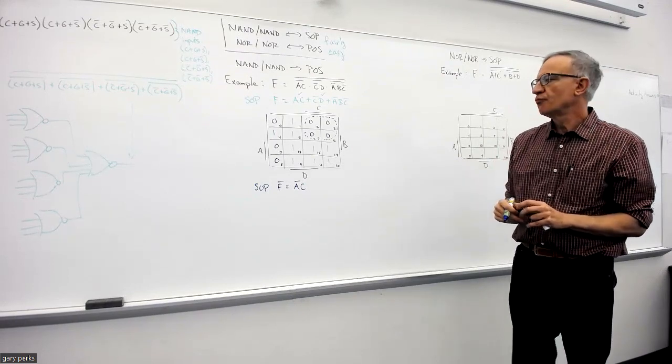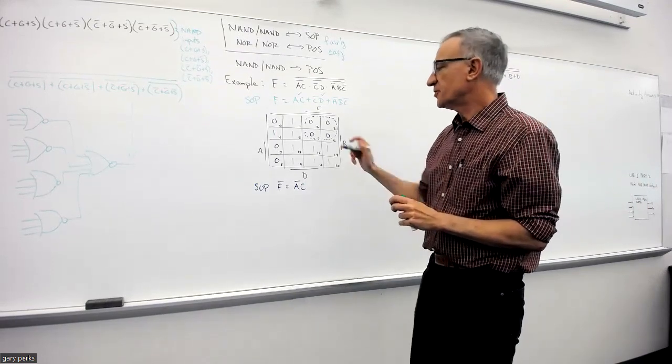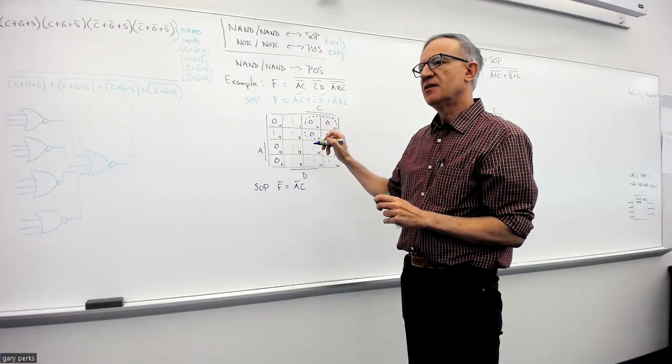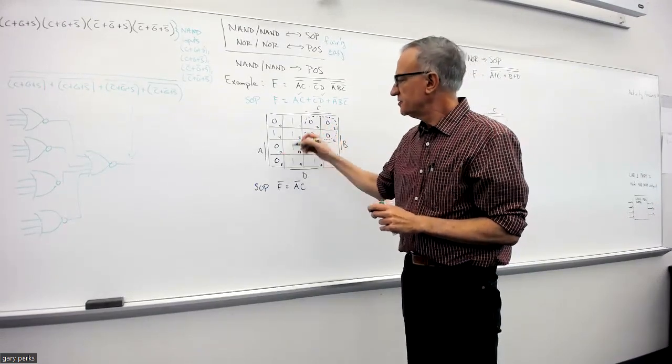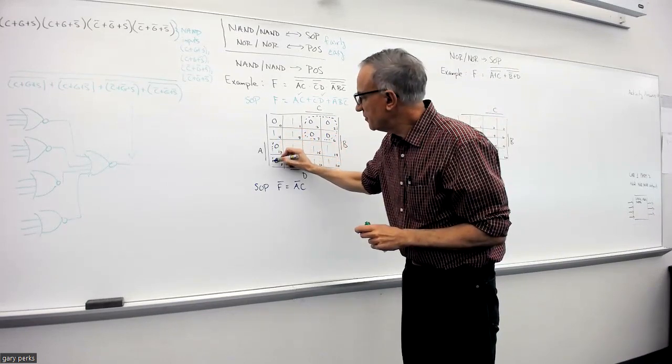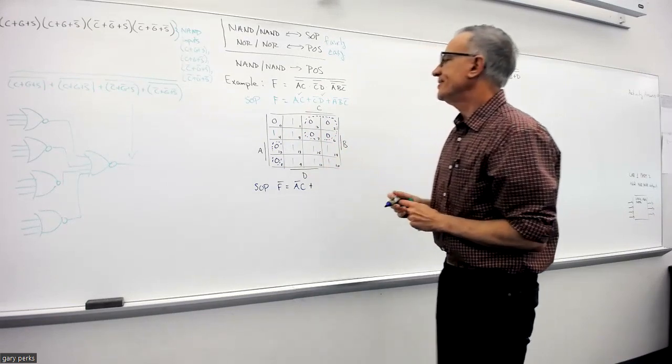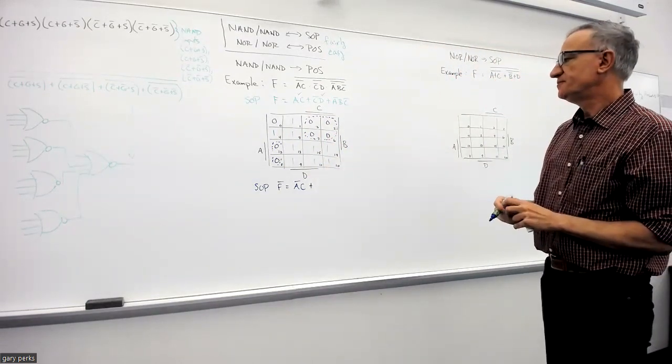A, not C, not D. Well, what are you grouping first? Where, just the 2 bottom. These 2? Yeah, you can make a group of 2 like that. Okay, so what term is that going to give us?